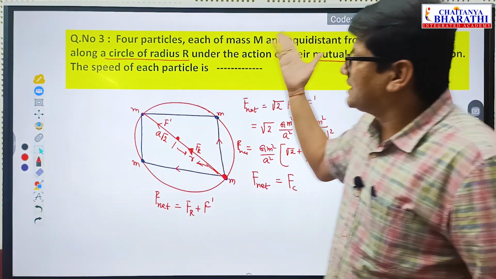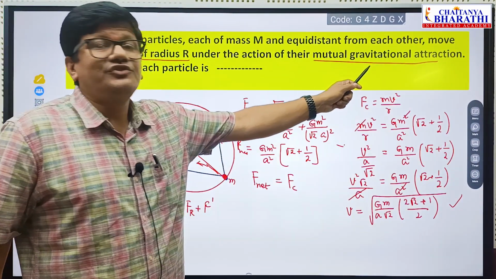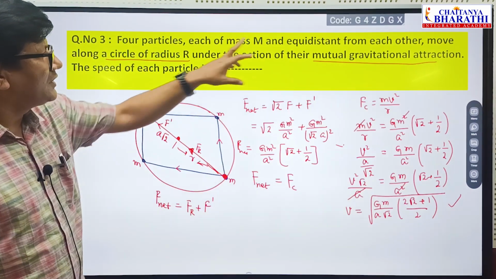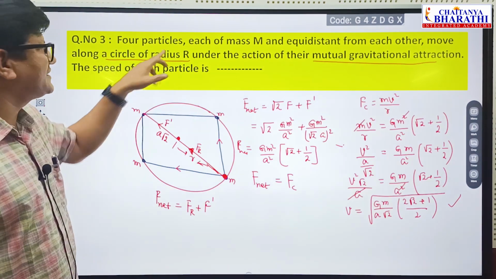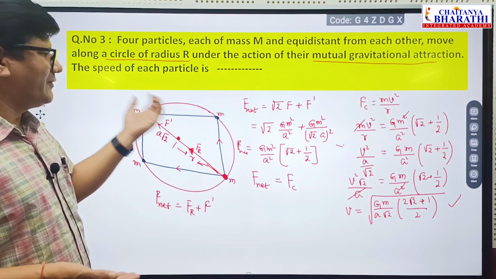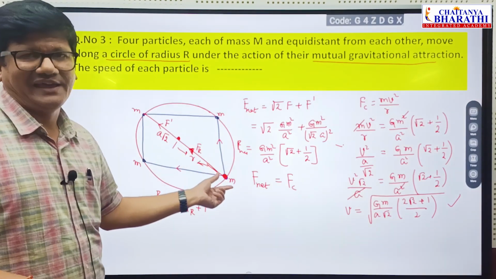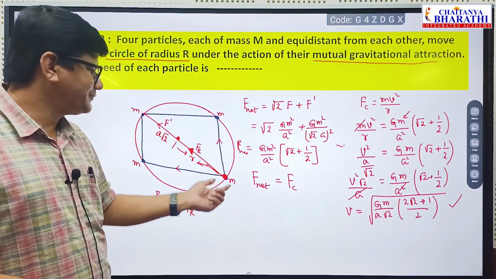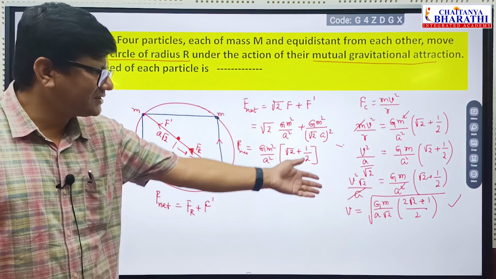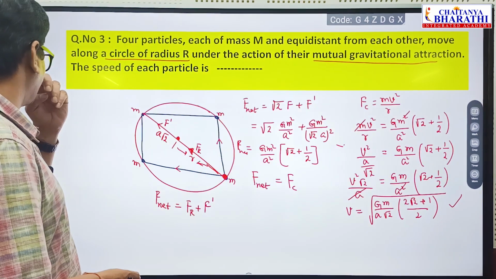So here the concept is circular motion, and how they revolve under mutual attraction. So the gravitational force provides the centripetal force. Circular motion means only centripetal force is there, so they provide that. Our idea is to calculate how much the gravitational force is, and that force provides the necessary centripetal force. So I equate the two, then I got that final expression. So this is about the third question, sir.